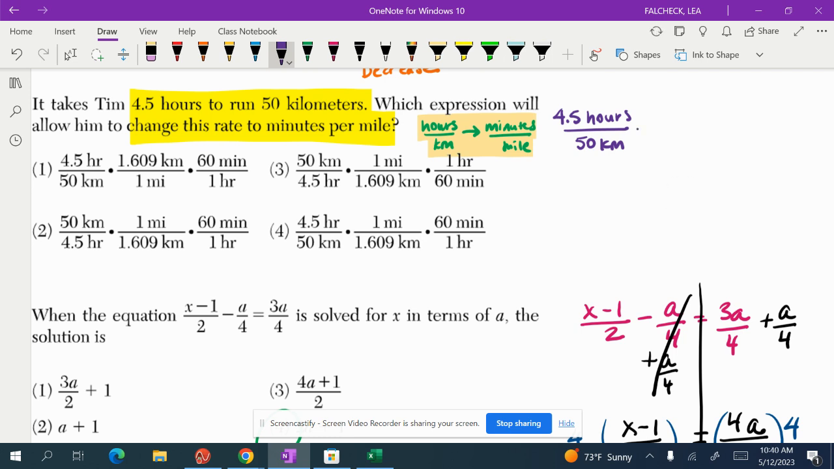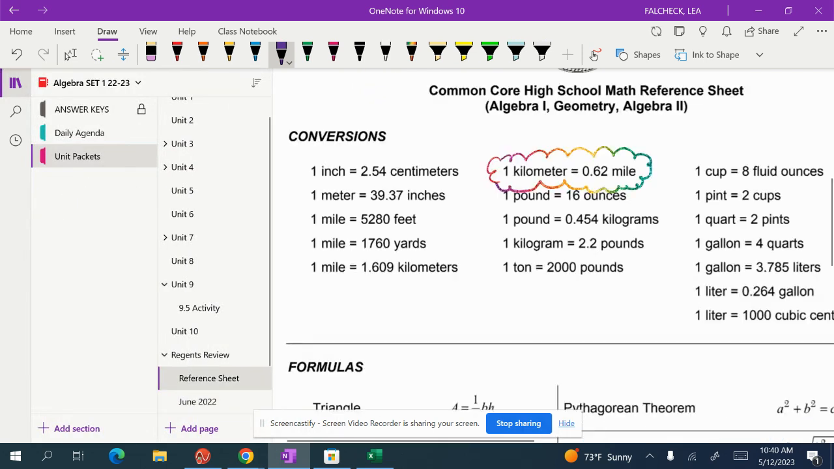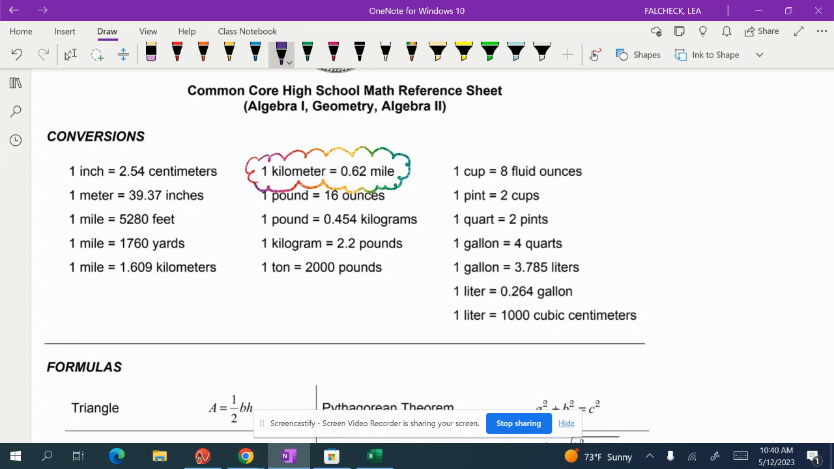Okay. So if I'm trying to cancel the units of kilometers, I'm going to set up the next fraction such that kilometers are in the top. The only way units can cancel is if one is in the numerator and one is in the denominator. Okay, so I'm trying to find out how many kilometers are in 1 mile. All right, so let's go ahead and look at our reference sheet. How many kilometers are in 1 mile?